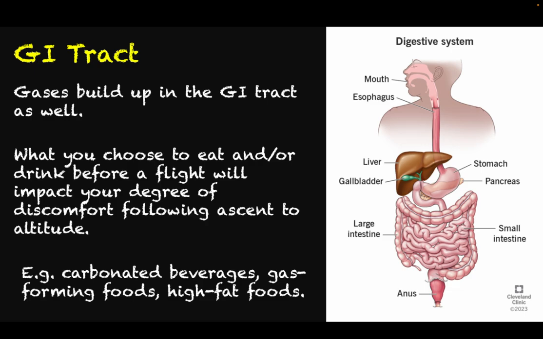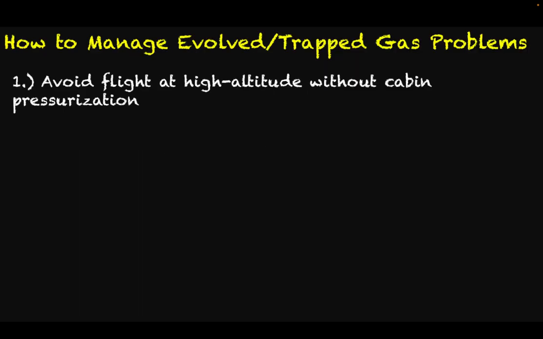So we're definitely talking about things like carbonated beverages. That's just asking for trouble, basically begging for all these gases to bubble up in your intestines and then expand in volume once you get up to altitude. Gas-forming foods like onions and things like that, high-fat foods. These are all asking for digestive system issues and discomfort once you actually get up to altitude, and that is because of the expansion of those gases once you actually do get up to that altitude.